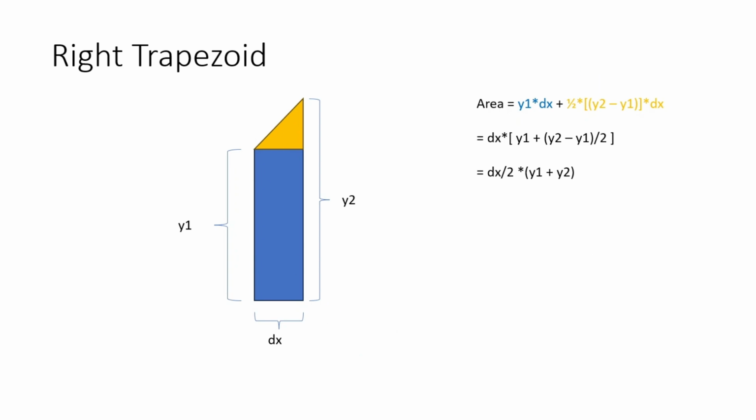It's quite simple. The area of the rectangle is nothing but y1 into dx, and then the area of the triangle on top of it. Firstly, the height of the triangle is nothing but y2 minus y1, which is what is depicted here. Then it is multiplied by the base, which is dx, and half of it. So we are basically adding the area of the rectangle and the area of the triangle to get the overall area of this right trapezoid. After rearranging these equations, the area of this right trapezoid is nothing but the summation of y1 and y2 multiplied by half of dx. So this is the basic way in which we can calculate the area of a right trapezoid. This is for a single trapezoid.